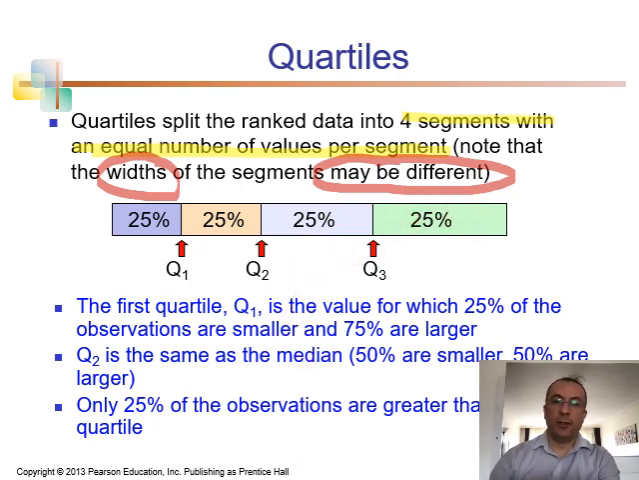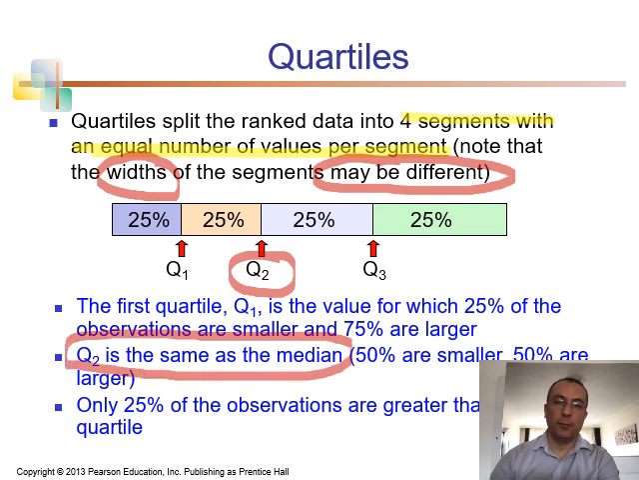And something interesting is this Q2. Q2 is the same thing as the median. So Q2 is the middle data, and that's also named as the median.